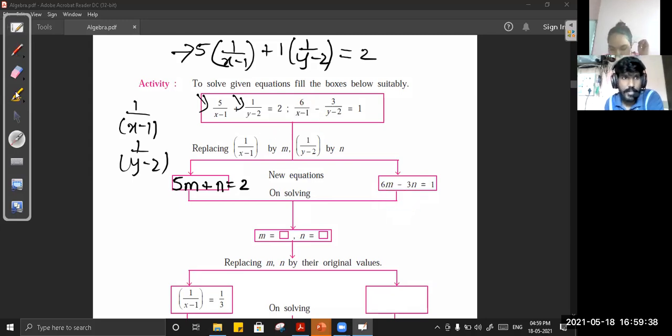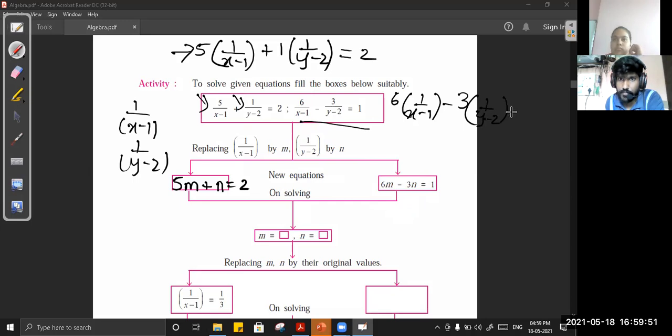So it was the second equation, this one. It is 6 into 1 upon x minus 1 minus 3 into 1 upon y minus 2 is equal to 1. And that one is already done. So 6m minus 3n is equal to 1. Okay. Now, new equations on solving.